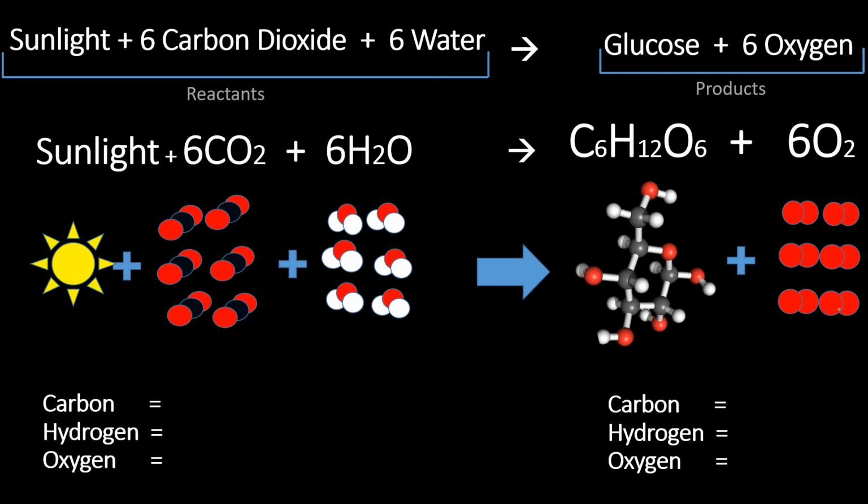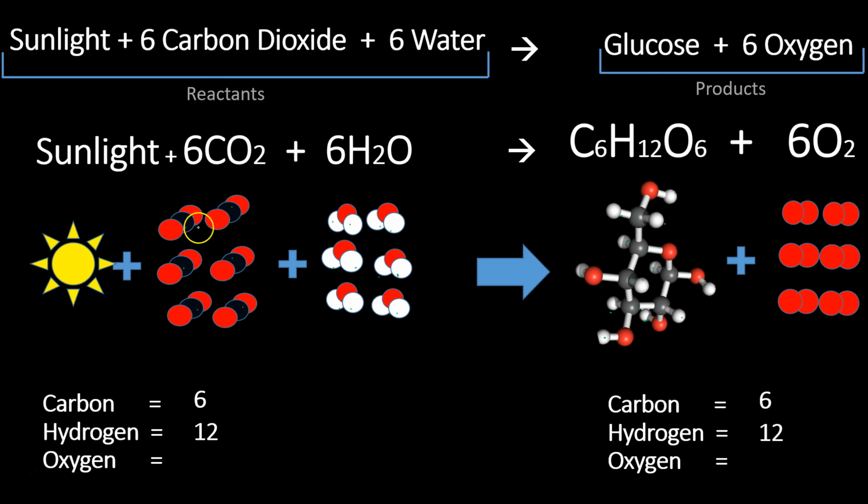Again, just like we did for cell respiration, if we count up all the carbon atoms, the black ones, in the reactants, 1, 2, 3, 4, 5, 6. On the products, this is the glucose now, 1, 2, 3, 4, 5, 6. If we count up the hydrogens, 12 on this side, and on the other side, 12.